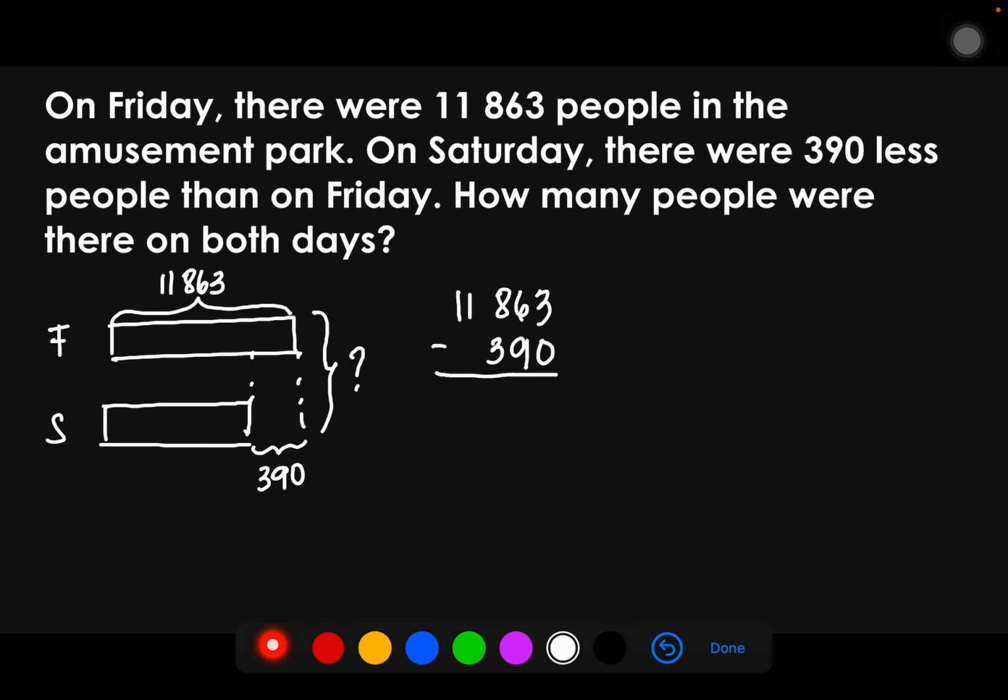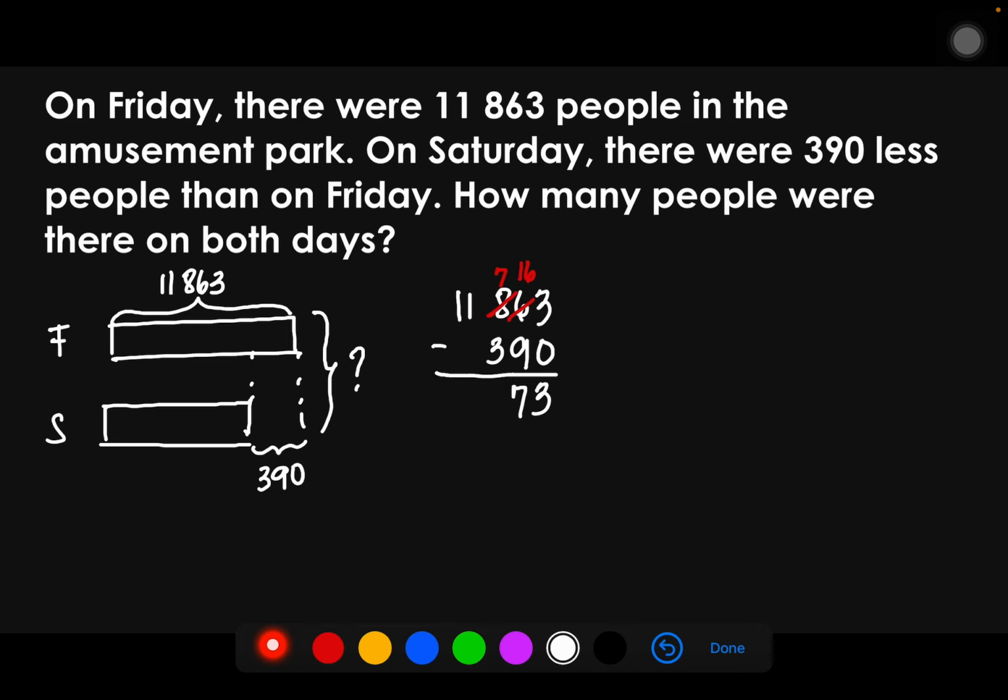3 ones minus 0 ones will give us 3. 6 tens minus 9 tens. Since there is not enough tens, we would have to regroup. We rename 8 hundreds into 7 hundreds, and then the 100 will be transferred here in the tens place. And we know that 100 has 10 tens, giving us 10 tens plus 6 tens, 16 tens. 16 tens now minus 9 tens will give us 7 tens, and then we proceed to the hundreds place.